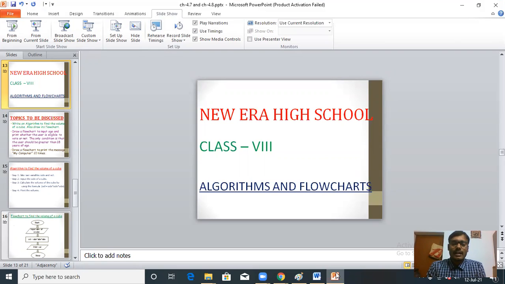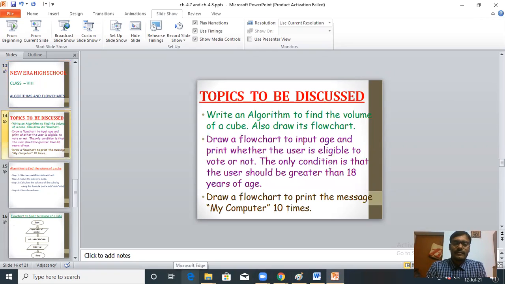So children, I have completed all the topics related to chapter number 4, but I will discuss some examples related to flowcharts and algorithms so that your problems will be solved. Your basics will become very strong and you will have no problem in future. So let us come to the example, the topic which is going to be discussed.